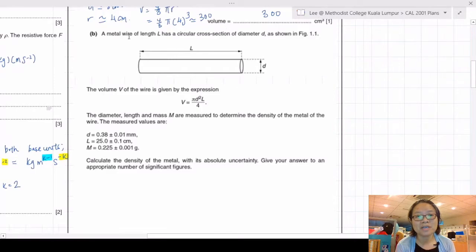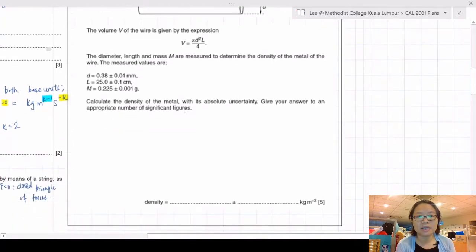Alright, anyway, here you have a metal wire length L, cross-sectional area. Volume is given by this expression. And then they measured the diameter, the length, and the mass of the wire. You are asked to calculate the density and the absolute uncertainty. So you need to do two calculations. You need to find the value of rho, density, and to find the value of delta rho, and write your final answer.